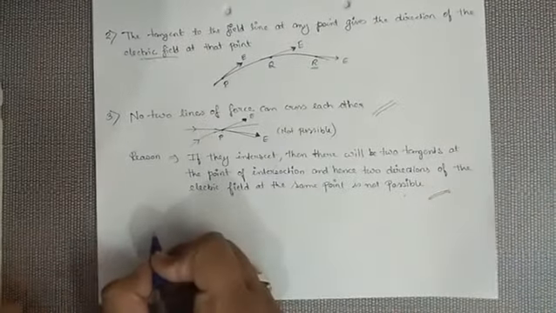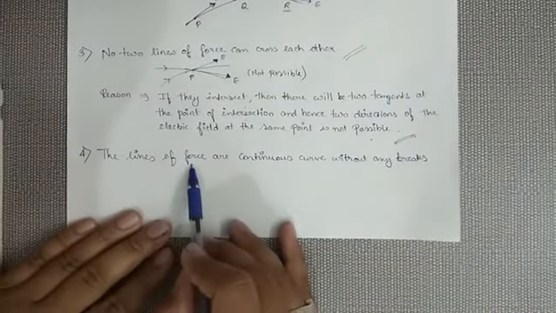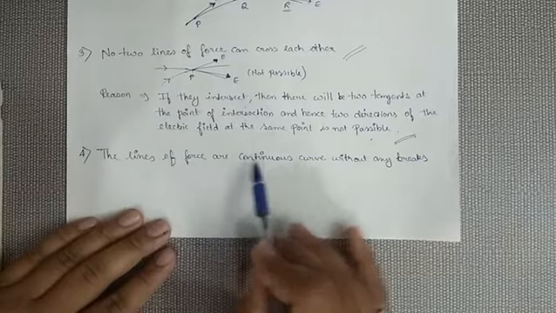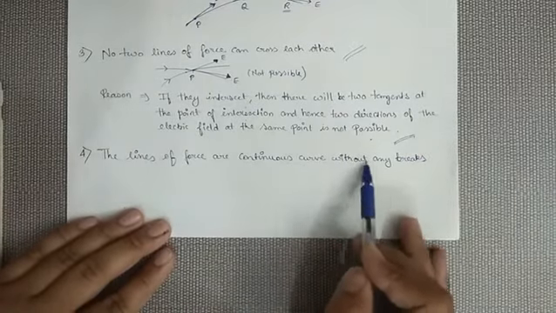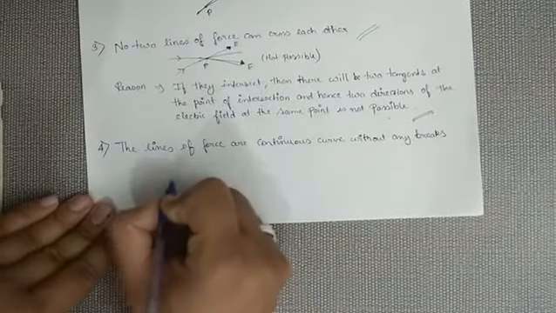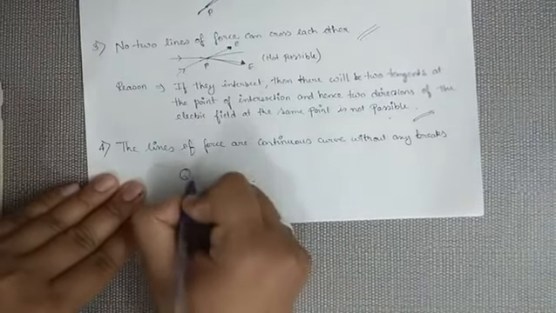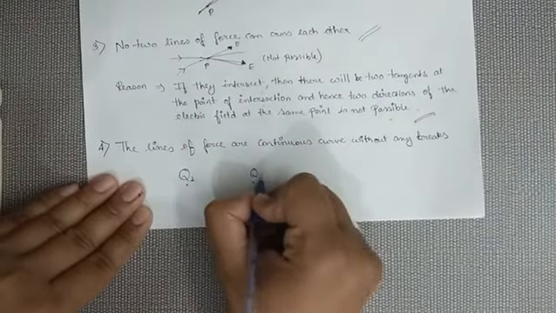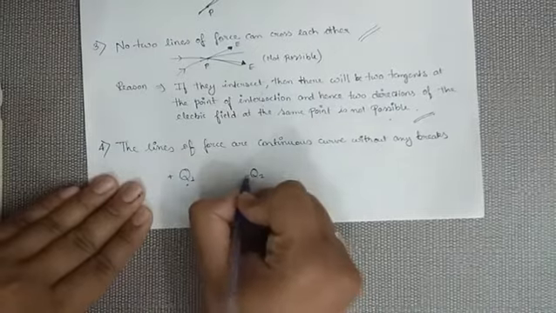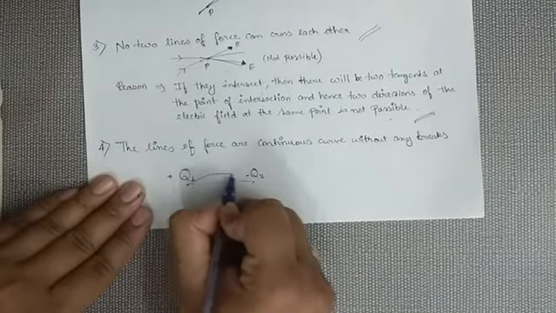Moving to our next point. The fourth point is the lines of force. These electric field lines are continuous curves without any breaks, which means there are no breaks between the lines. If this is a charge, suppose Q1, and another charge Q2, one is positive and the other is negative, the electric field line is present from Q1 to Q2.